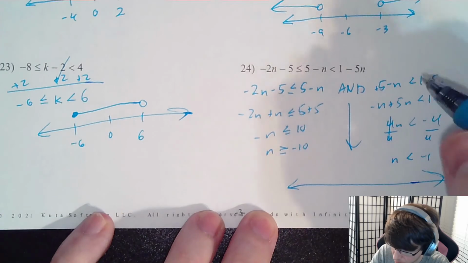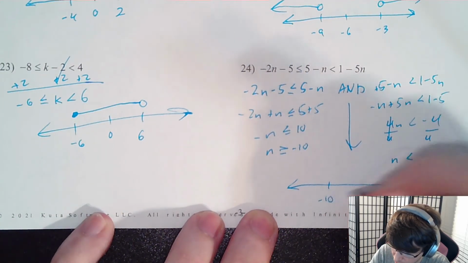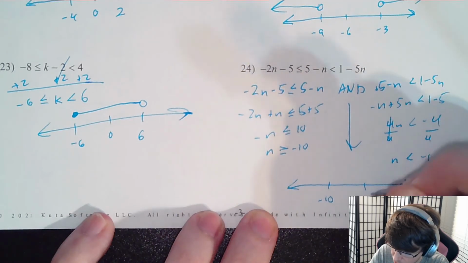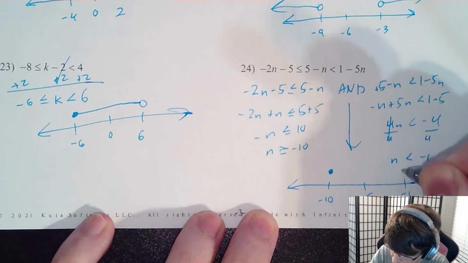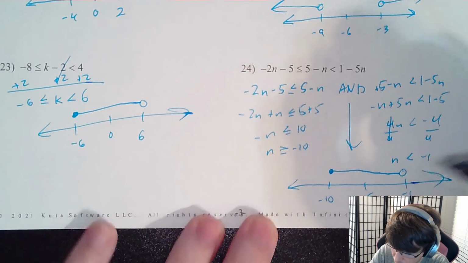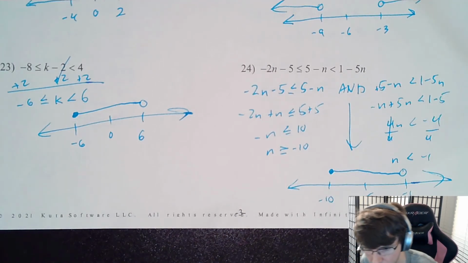So we have a negative 10. We had our negative 1. In between those might be a negative 5. Filled in here, open here, they come together. All done. We have finished the entire packet.